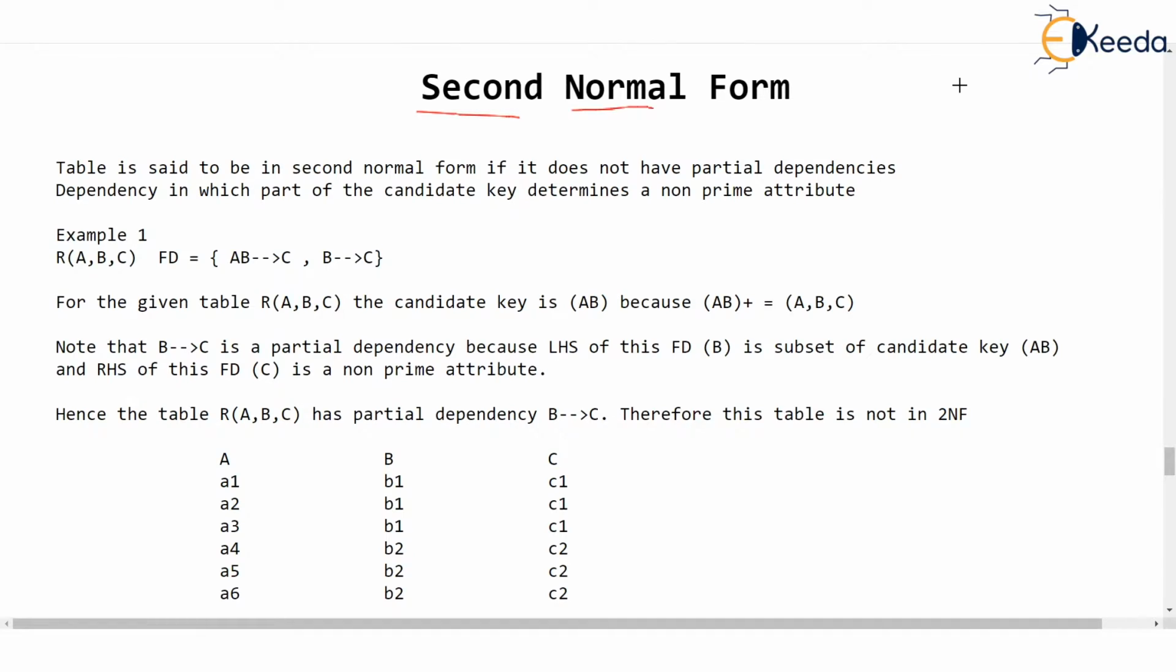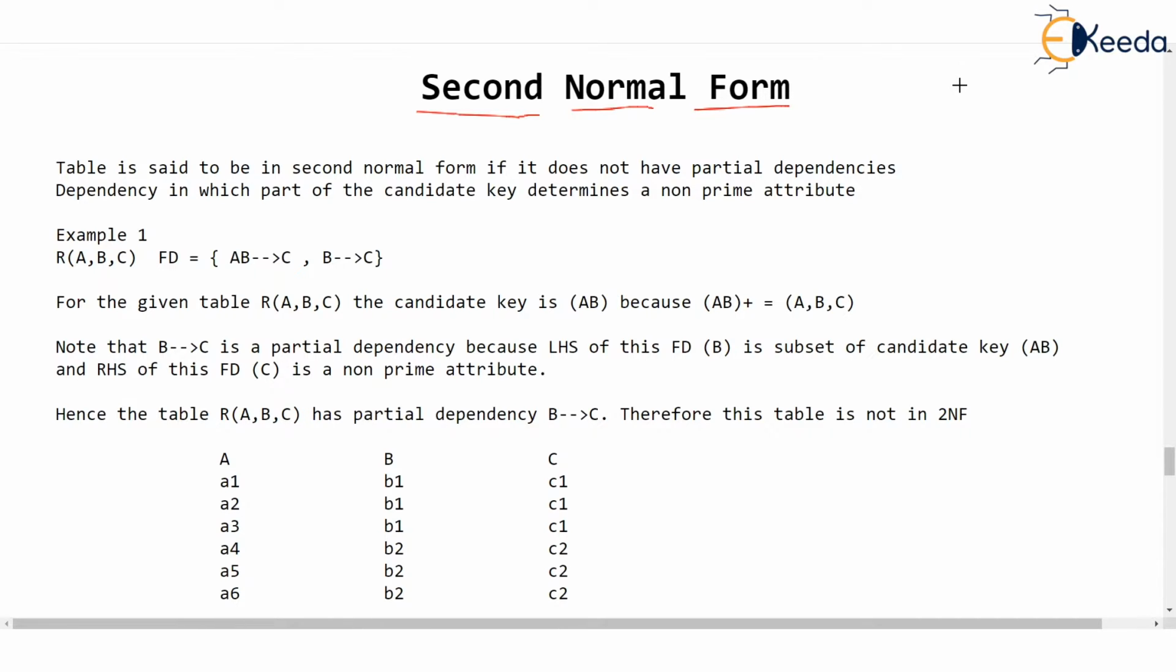In the previous video, we saw that every table in DBMS is always in first normal form because it is a flat table, that is, every attribute in that table is atomic. It is neither multivalued nor composite.